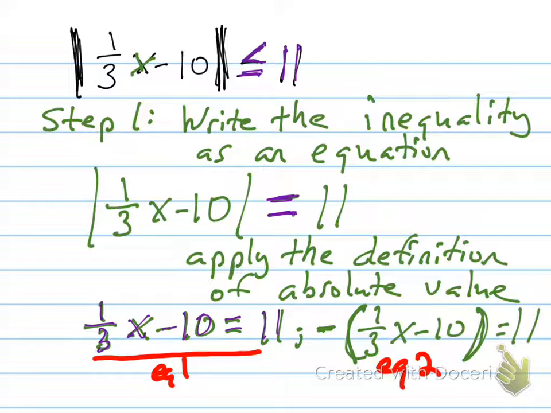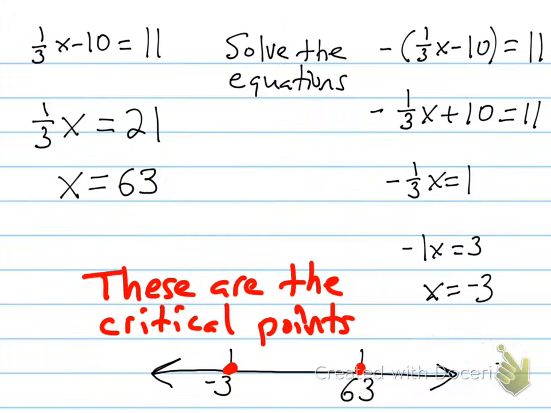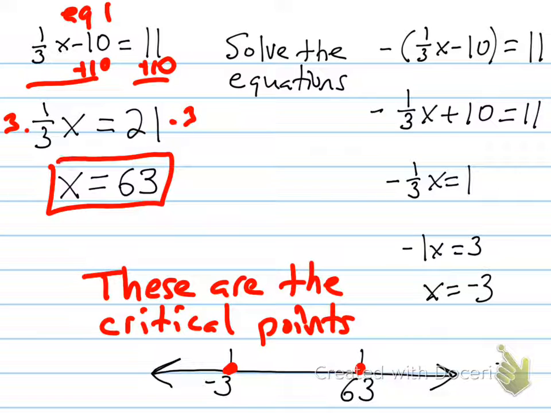We're going to solve these for x. So if you look on the left side, I have equation number 1, and I have 1/3 x minus 10 equals 11. I add 10 to both sides, and then I multiply both sides by 3. So I have x equals 63. That's a critical point. I'm going to do the same thing over here with the minus sign.